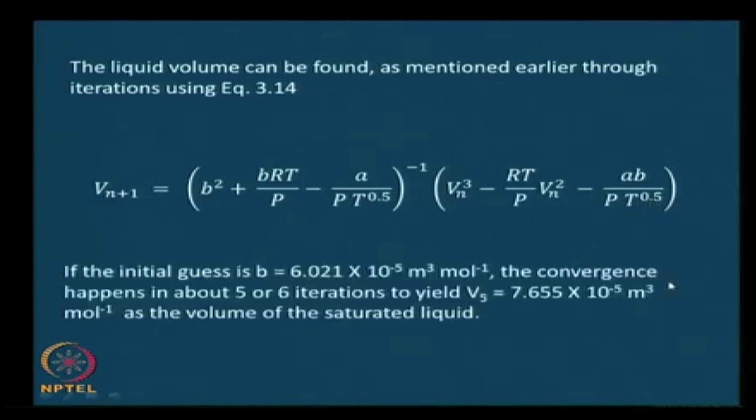If we do the iterations here with an initial guess as B, the volume of the molecules, 6.021 into 10 power minus 5 meter cube per mole, the convergence happens in about 6 iterations to give you a value of 7.655 into 10 power minus 5 meter cubed per mole as the volume of the saturated liquid. So that is the numerical solution. Please check it. If you have any doubts, any clarifications that are needed, you can always get back.